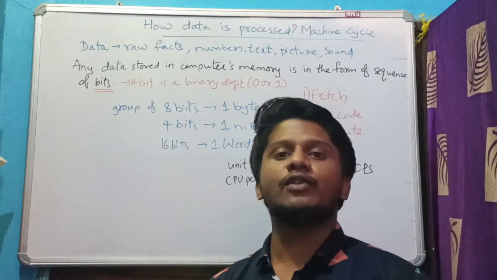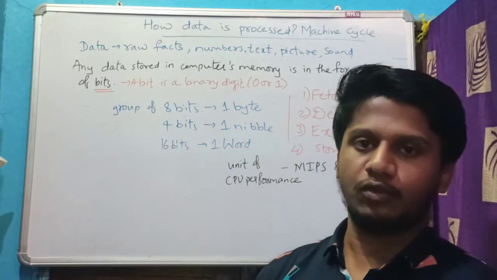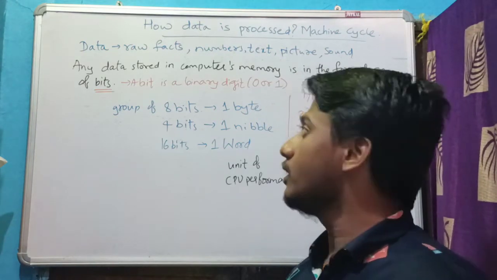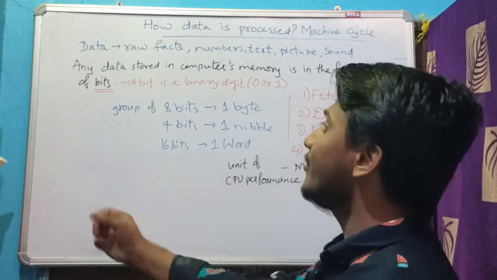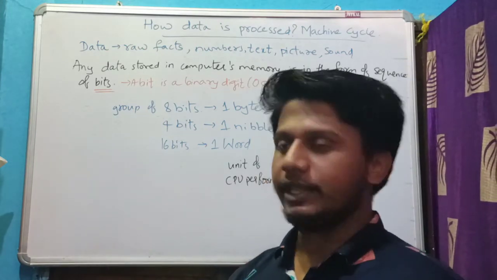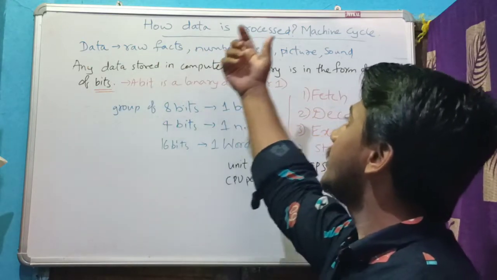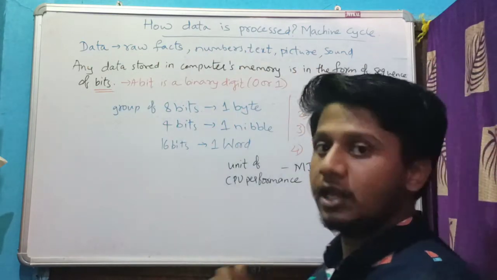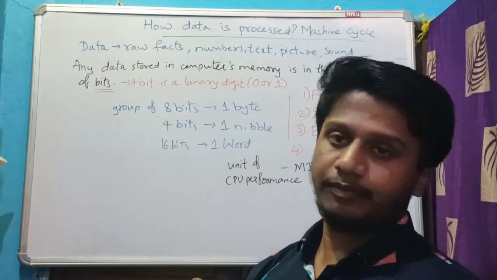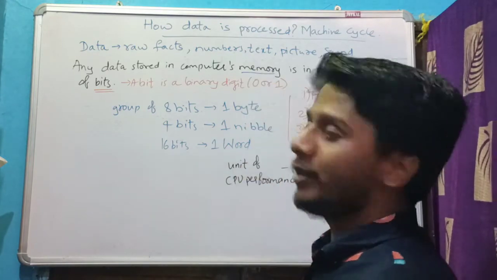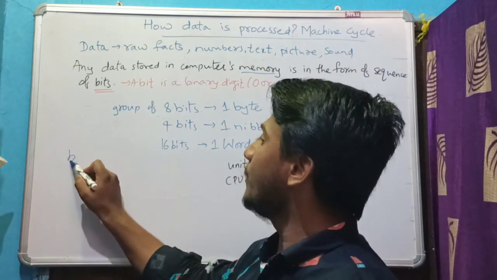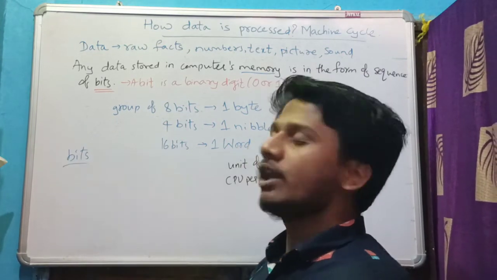Let us see how the data is processed in the CPU. The data will be processed by the CPU, that is the processor. Whatever input we give to the computer acts as data. That data may be a number, text, picture or sound. This data will get stored in the memory, and in the memory the data is stored in the form of bits.